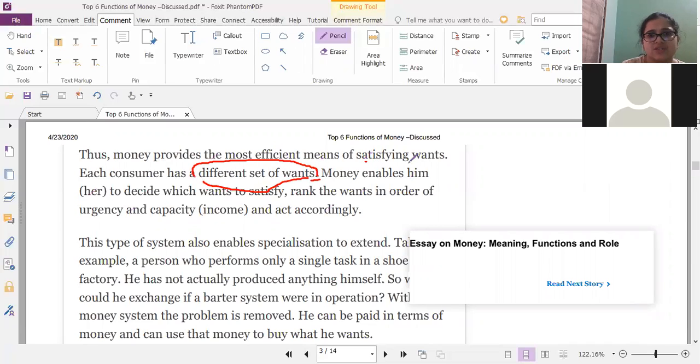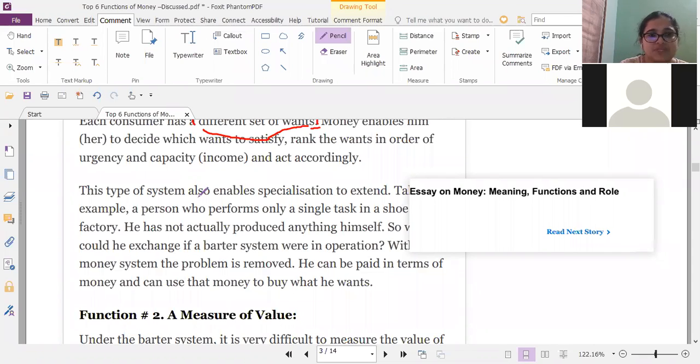Money is actually a better way of transaction, because money enables one to decide which wants to satisfy. So it is enabling an individual to decide which wants he or she wants to satisfy. They can prioritize their wants, right? And accordingly spend their money, right? This type of system also enables specialization to an extent. So this also promotes specialization.